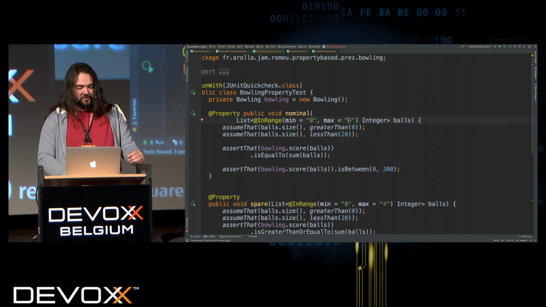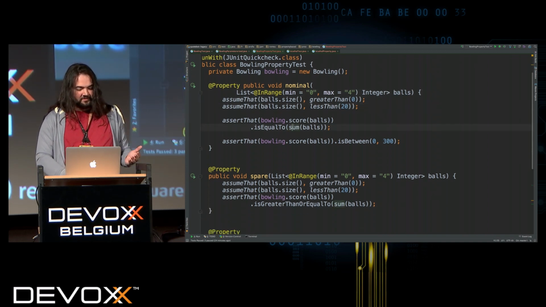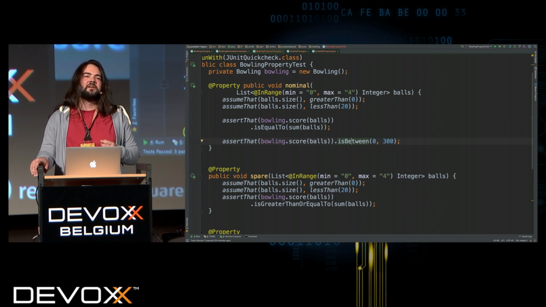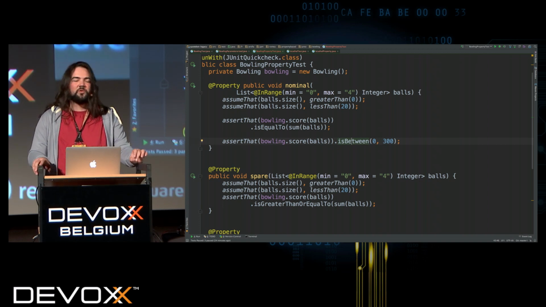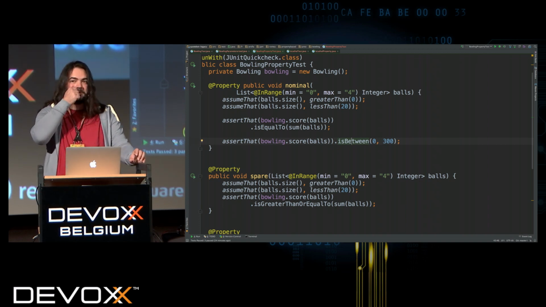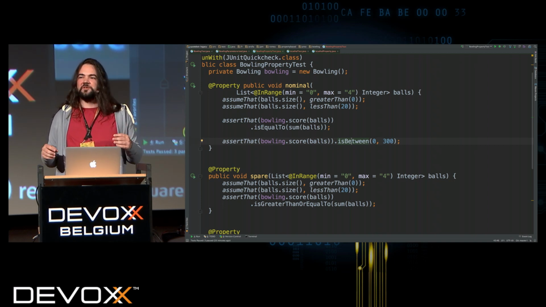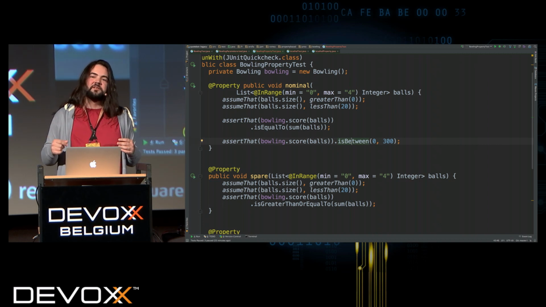And assuming my number of frames is between 0 and 20, then my score should be the sum of my balls, which should be between 0 and 300, right? Now, what I find striking about this is, one, now I have my business domain spelled out, so this should help me understand my business domain more quickly, just by reading it.